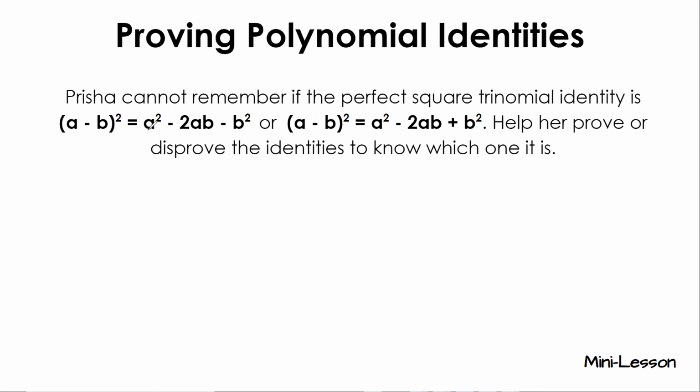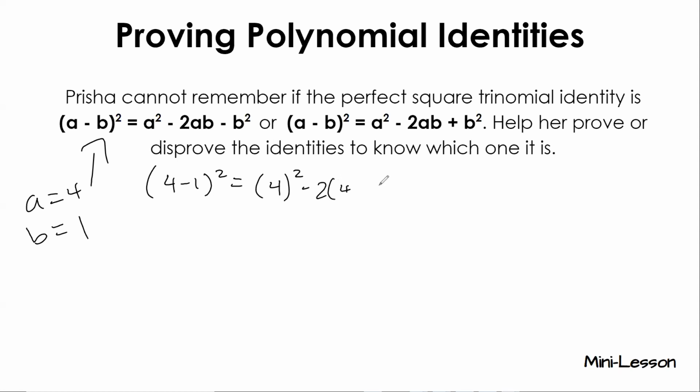Okay, so on the first one, give me an A and a B. Okay, and B. 8. I always do a bigger number on the second one. Okay, so on this first one, I'm gonna plug in. So 4 minus 1 squared equals 4 squared minus 2 times 4 times 1 minus 1 squared.